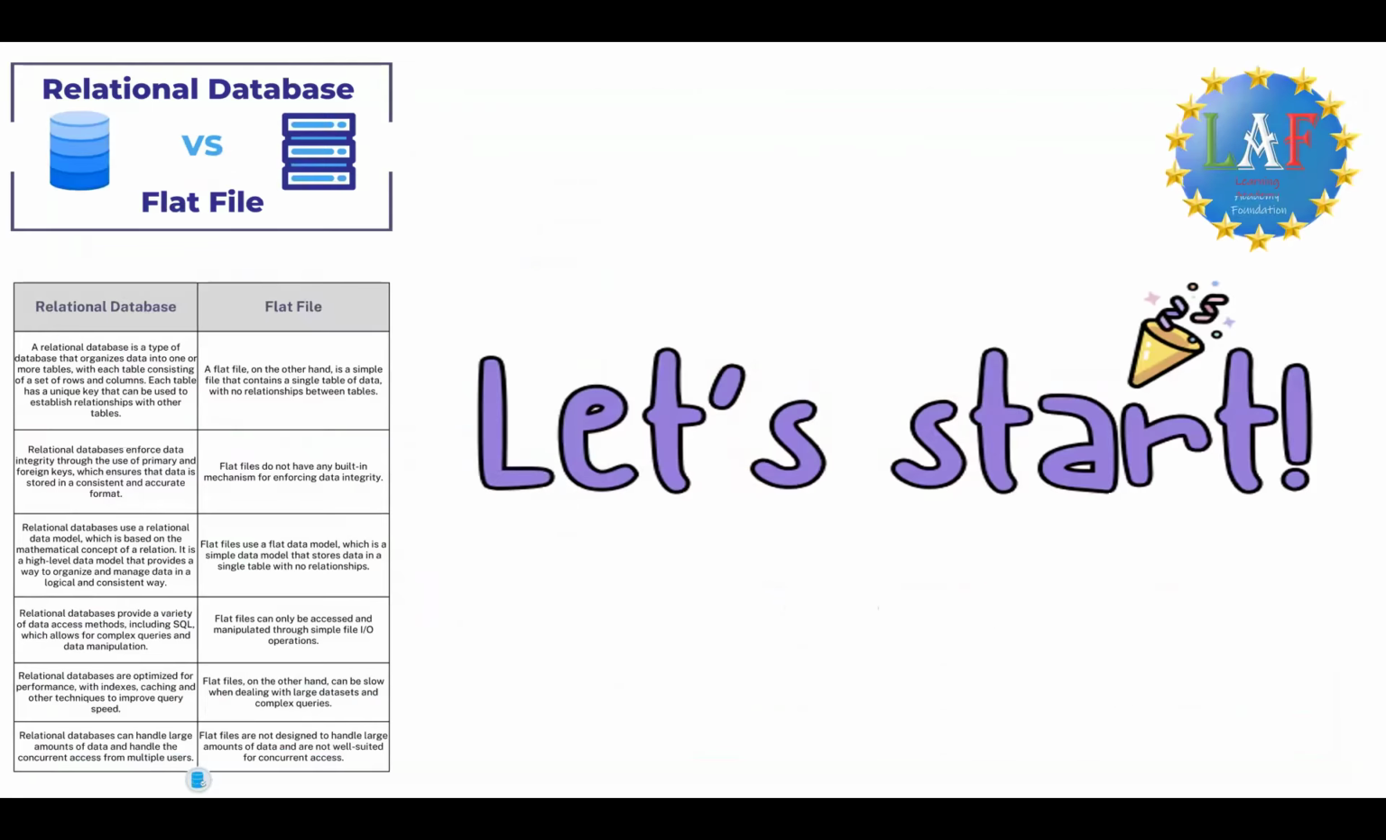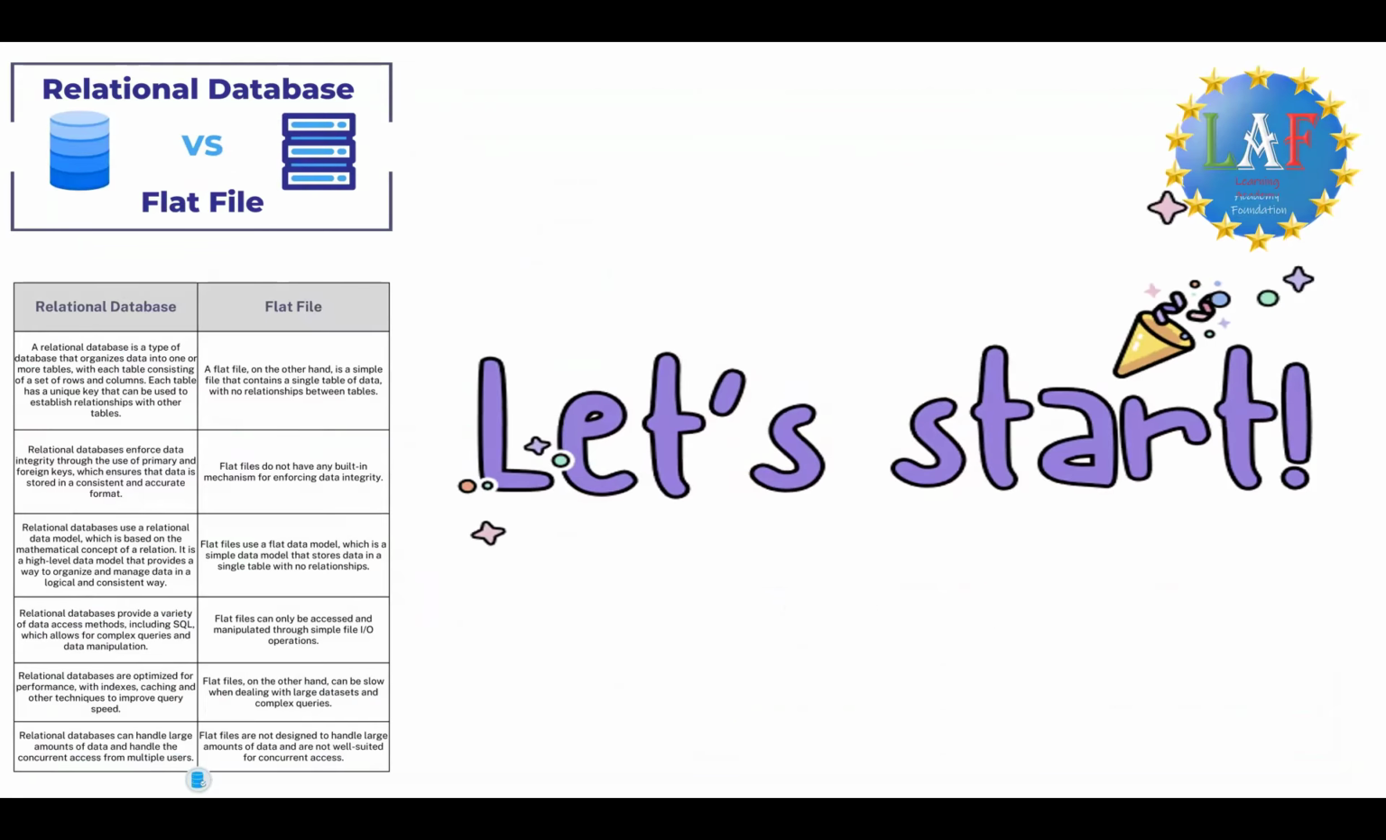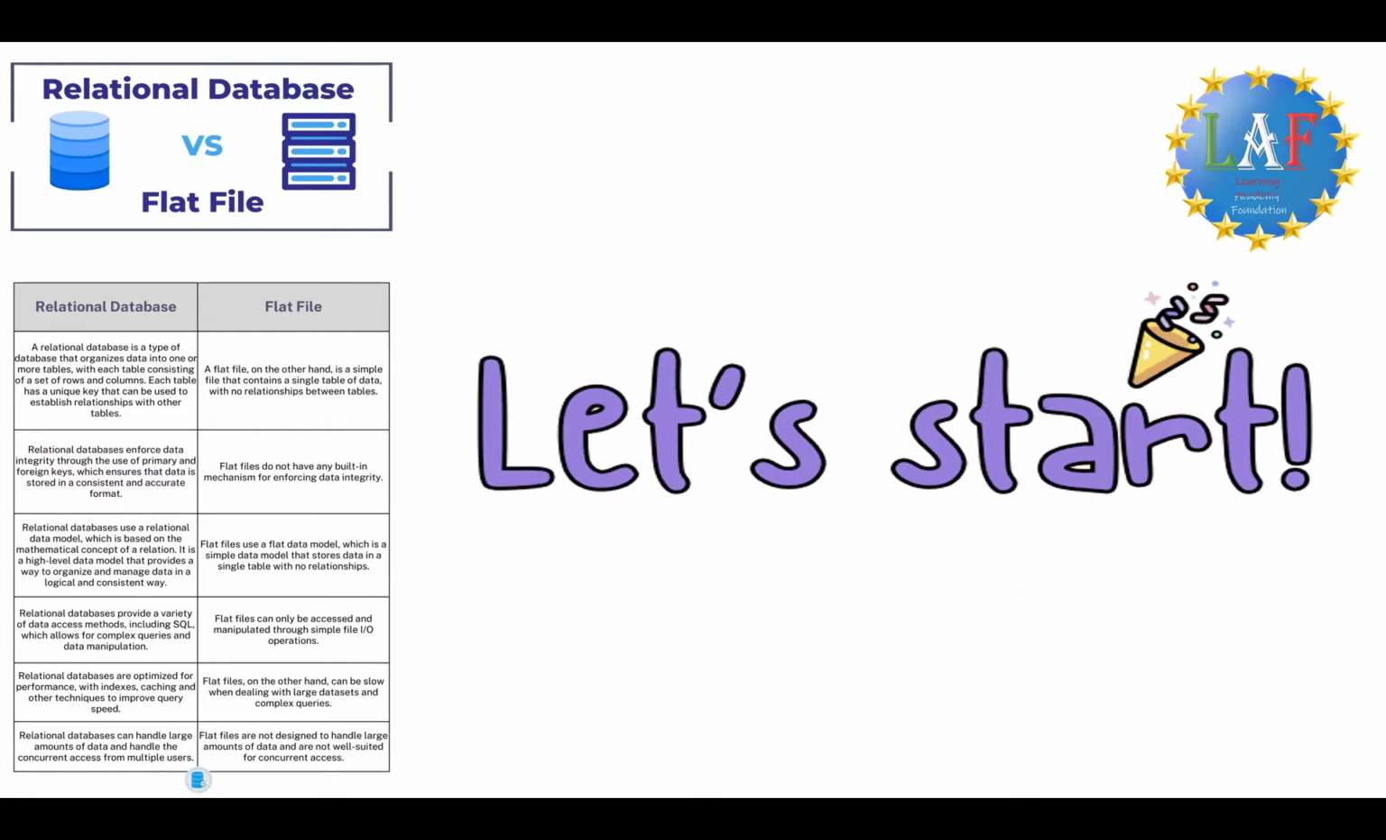Let's start by understanding the difference between a relational database and a flat file. A relational database is a type of database that organizes data into one or more tables, with each table consisting of a set of rows and columns. Each table has a unique key that can be used to establish relationships with other tables.